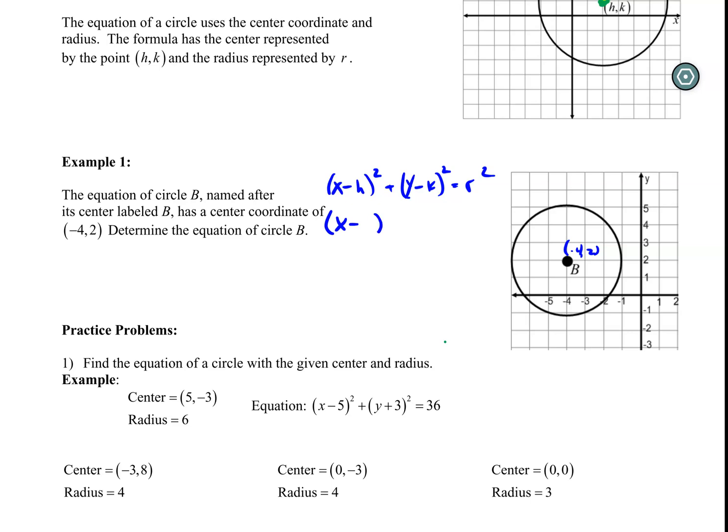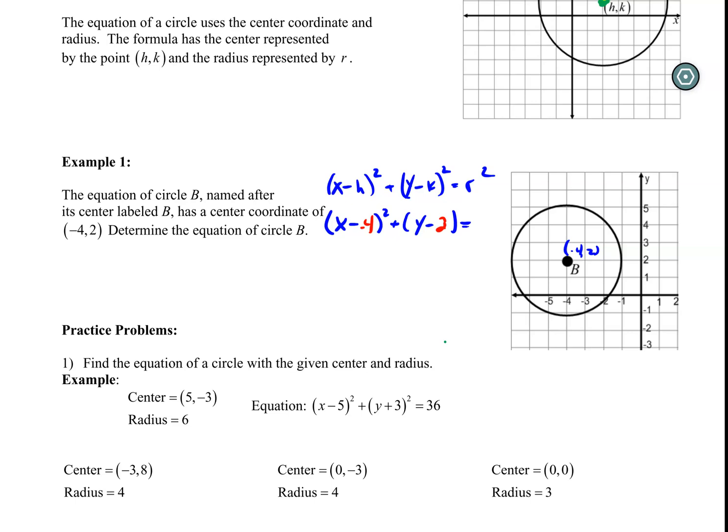So x minus the h, which I'm going to call -4, plus y minus the k value, which in this case is 2, and that's going to be equal to the radius squared. So the radius we have to find.